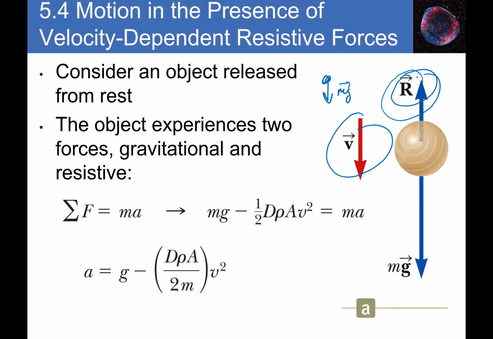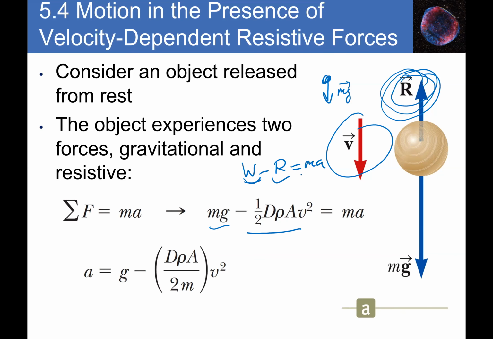And at some point, as long as mg is greater than R, the object is speeding up as it's going down. But as speed increases significantly enough, remember R is dependent on speed, so let's say you have mg minus 1/2 d rho A v squared, which is basically nothing but weight minus this R, equals mass times acceleration. As long as weight is greater than R, you are speeding up going down.